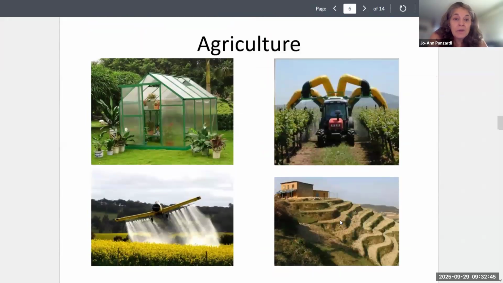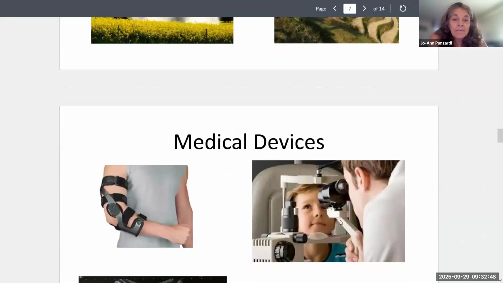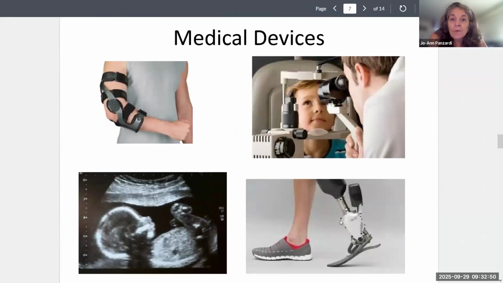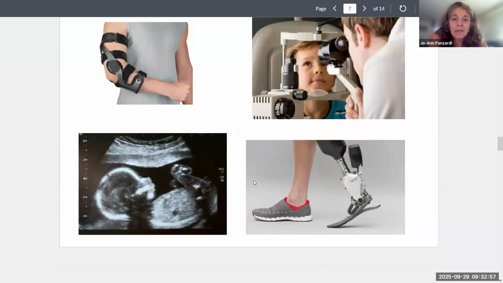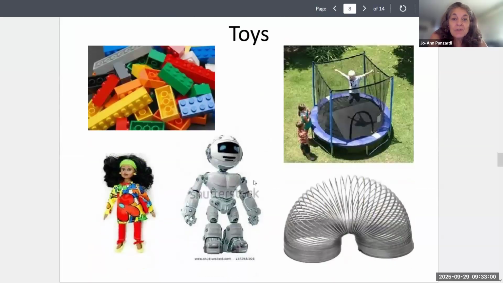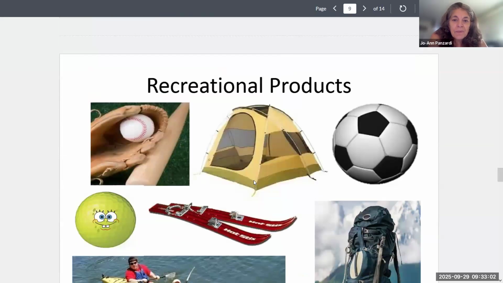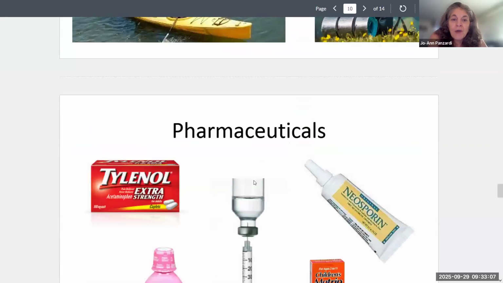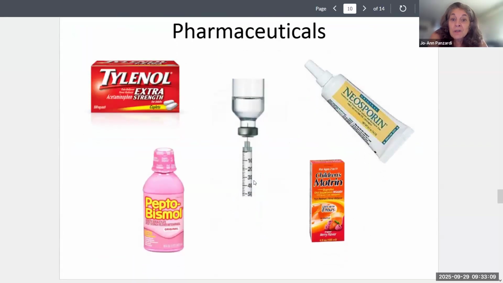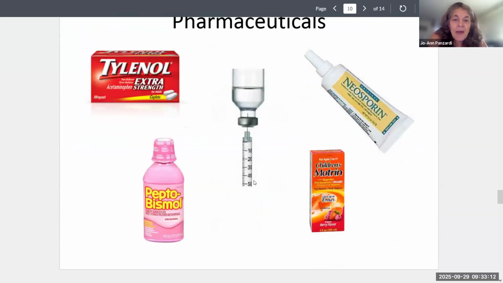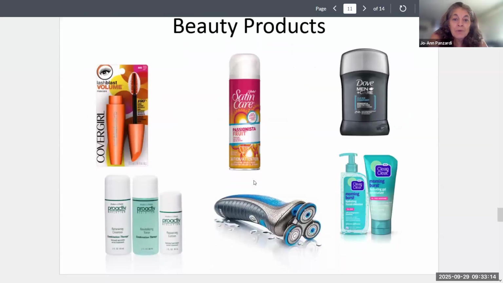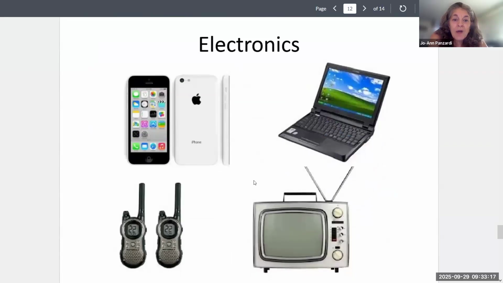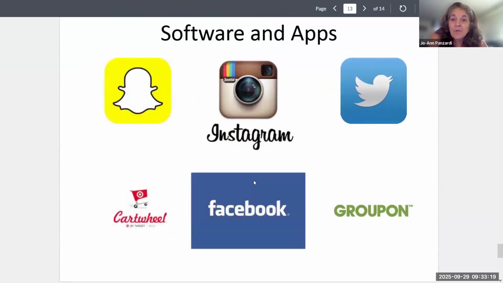Are you really interested in ag? We live in a community where there's a lot of agriculture. How about, are you interested in more medical stuff, medical devices, whether they're outside your body or things that go inside your body, like pacemakers? Are you interested in designing toys? Are you a really outdoorsy person? You want to design recreational products? Are you interested in designing pharmaceuticals, the packaging of pharmaceuticals, beauty products, electronics, and software and apps?